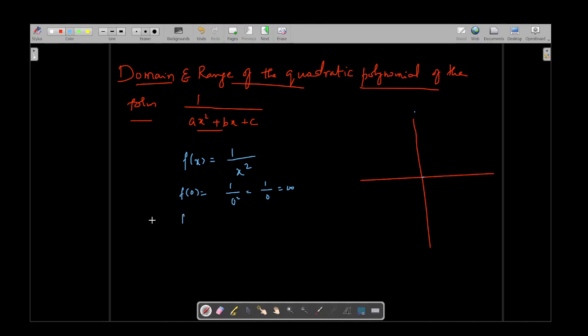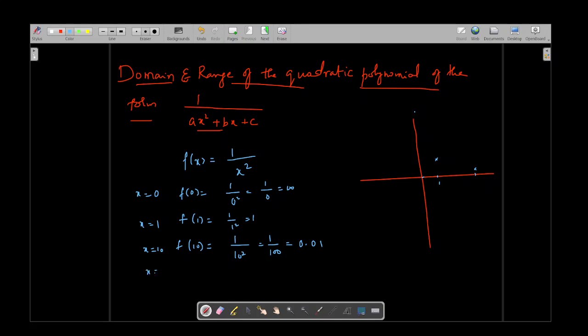Let us put x is equal to 1. We get f of 1 is equal to 1 over 1 square, which is 1. So at 1, it is 1, somewhere here. If I put x is equal to 10, you'll get f of 10 is equal to 1 by 10 square, which is 1 over 100, which is equal to 0.01. So at 10, it drops down to 0.01.